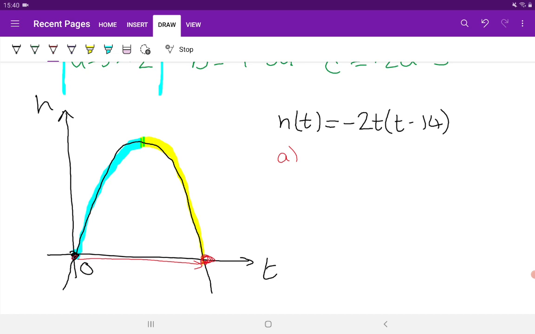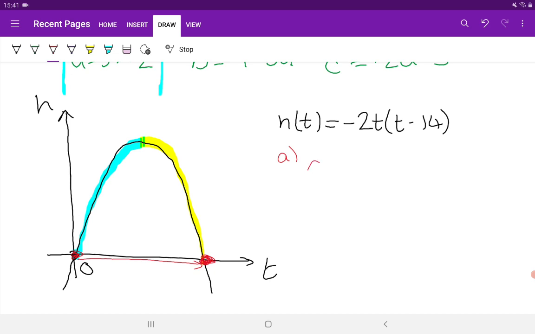Okay, so we know that it starts at 0. Okay, so we need to work out that other coordinate. Now it crosses the x-axis, or in this case the t-axis, when y, or in this case h, is 0. You're basically trying to find when does the rocket have 0 height again.